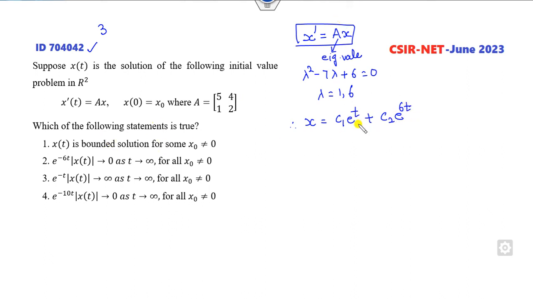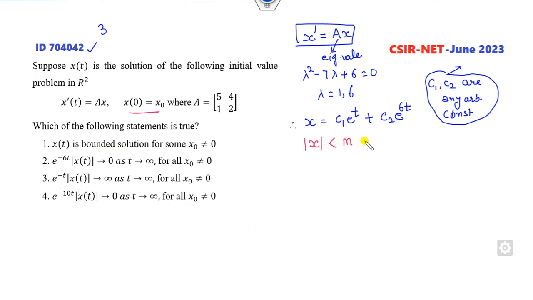Now look at the options. Where C1 and C2 are arbitrary constants, because the initial condition is not given to you, they may have any value. Maybe both are 0, maybe both are negative, one is negative and one is positive, and so on. The first option says x(t) is a bounded function. What is the meaning of bounded? That is, the modulus of this is less than some M. But here you can see e raised to power t is an unbounded function, because t is positive. If t is positive, then it's unbounded. If t is negative, then it's bounded. But C1 and C2 are not given to you, so it is not always the correct option.